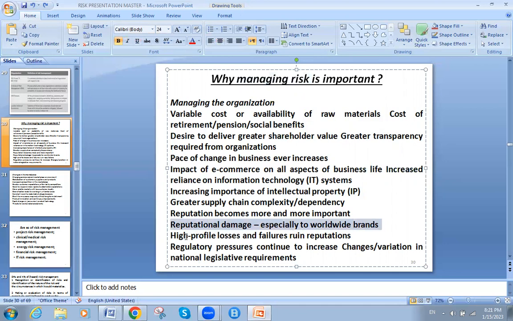Reputational damage, high profile losses, and regulatory pressure continue to increase, with changes or variations in national legislative requirements. All these are reasons why we have to study and manage the risk, starting from the variable costs of the organization and giving greater value to the shareholders. As an example here, I will put in red: greater shareholders' value.